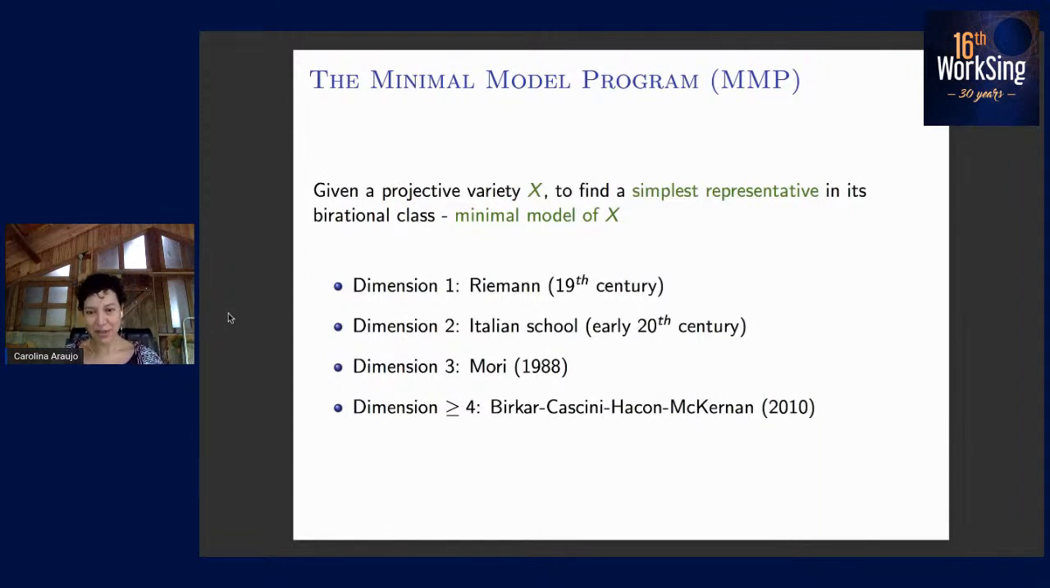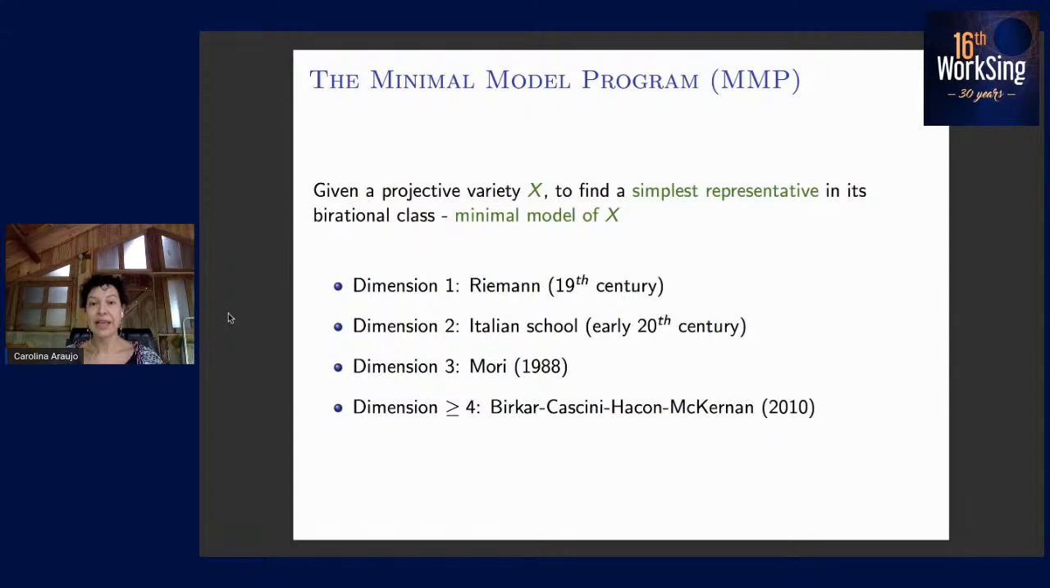And in higher dimensions, this is a very recent achievement by Birkar, Cascini, Hacon, and McKernan. So now we know how to find minimal models for projective varieties. And now once we have the minimal model program, we can reach a minimal model in the birational class of any given algebraic variety.